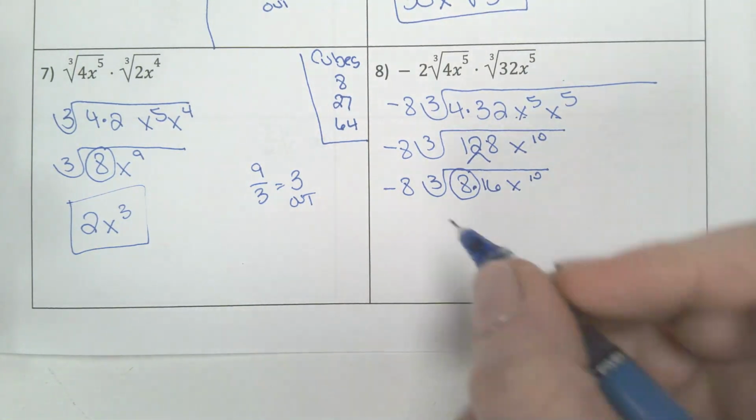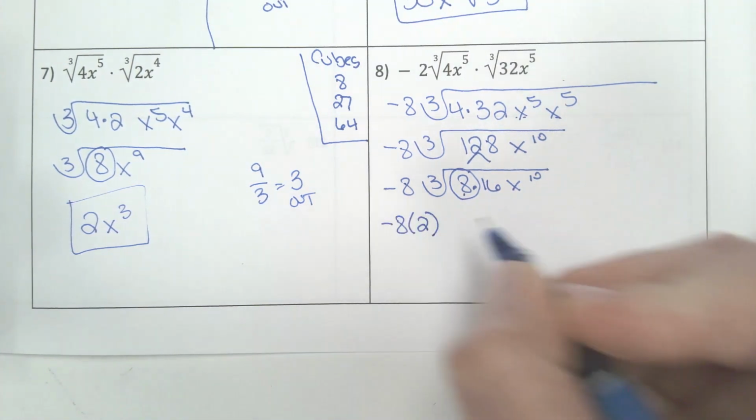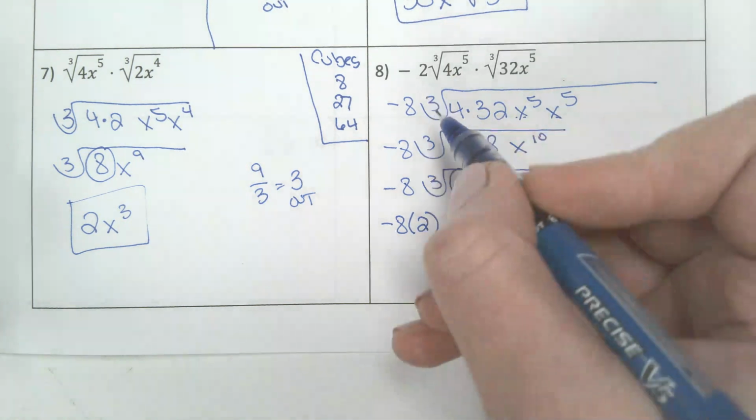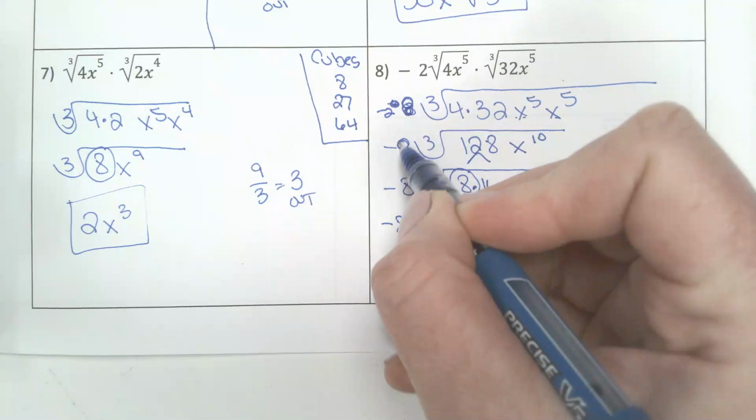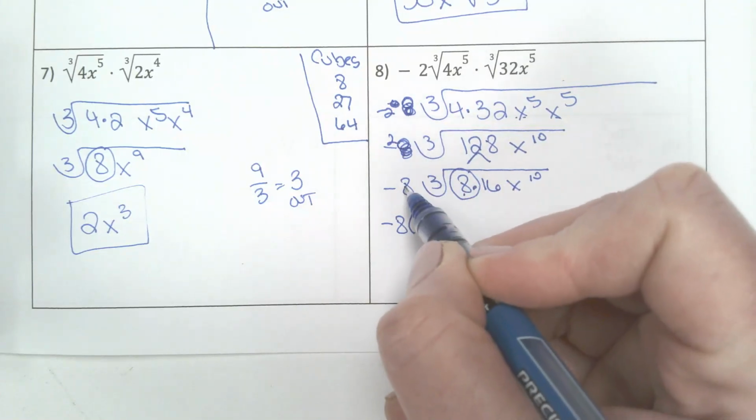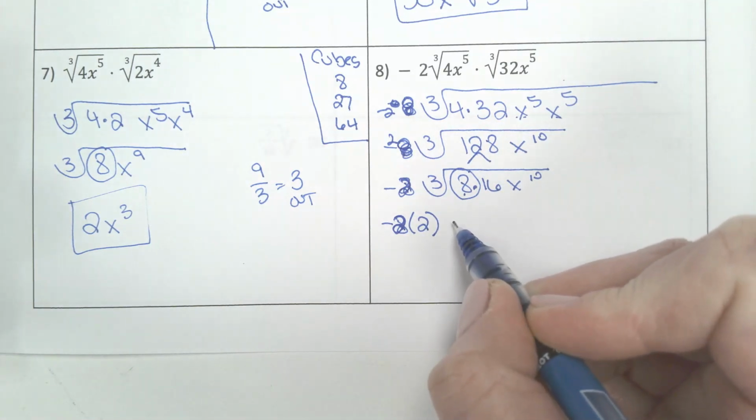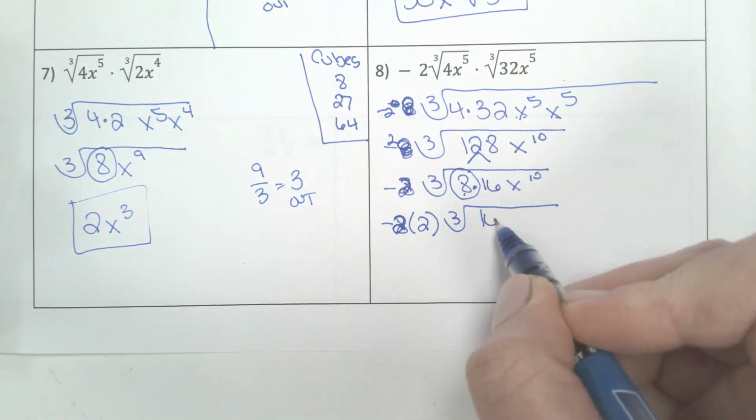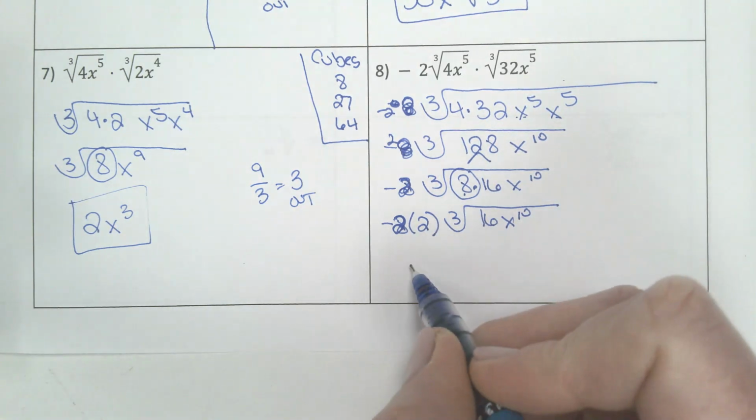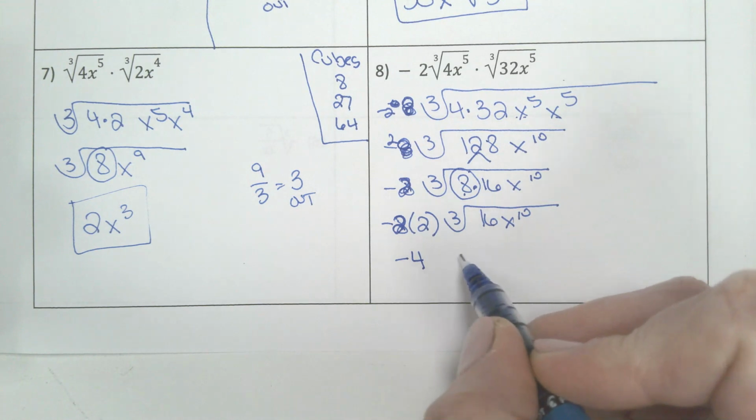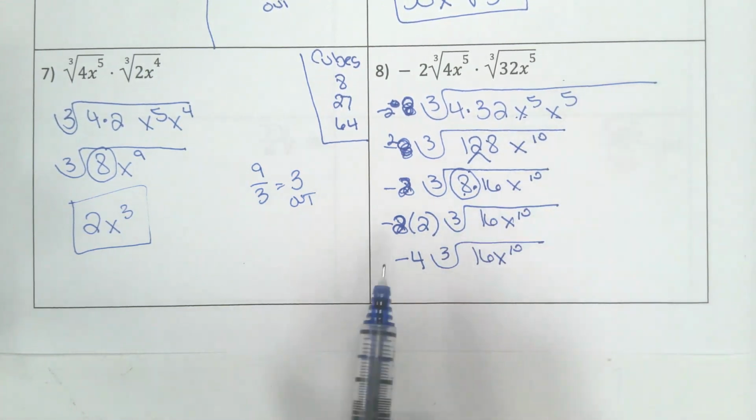8 is a perfect cube, and the cube root of 8 is 2, so that comes out from under the radical. I don't know why I started writing an 8 there. I'm so sorry. How about I write negative 2? I was probably looking at the answer. That's a 2. Okay. 16x to the 10th. All right, so I have negative 2 times 2, which is negative 4. Cube root of 16x to the 10th.